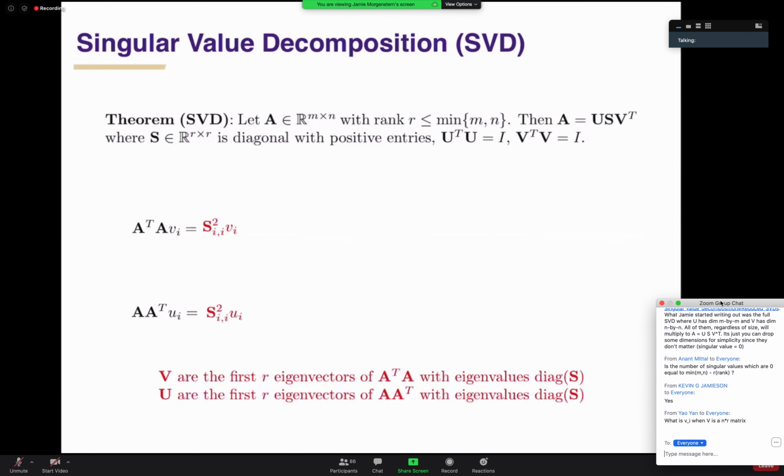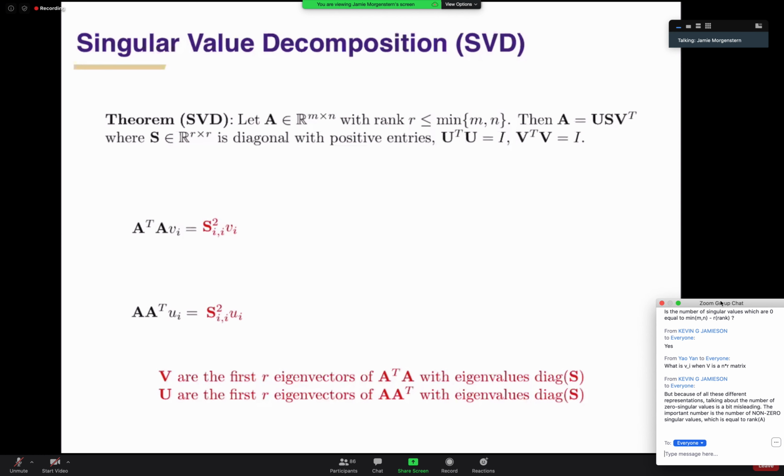So, right, we've convinced ourselves via some basic linear algebra that V contains the eigenvectors of A transpose A, and U contains the eigenvectors of AA transpose. Okay, so what does that mean? It means that once we've computed the SVD of our original data matrix X, then via some basic matrix calculations, we already know what the top R eigenvectors of our covariance matrix are, right?